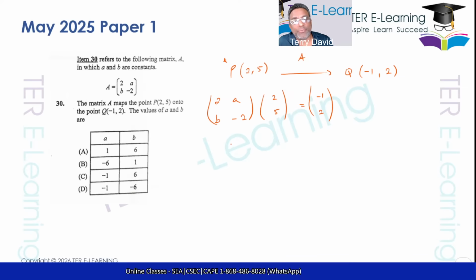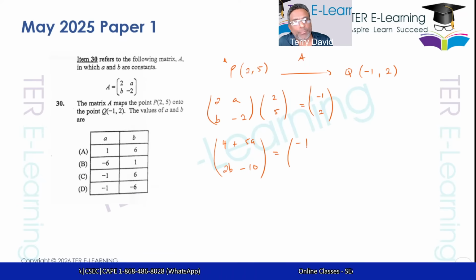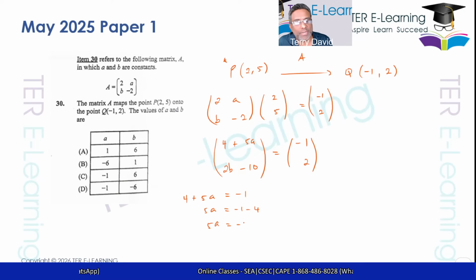Now on the left-hand side, if we do row by column, 2 by 2 is 4. So this is going to be 4 plus 5A on top. We do the next row by column. So 2 by B will give us 2B minus 10. So on the left-hand side, when you multiply that matrix, you'll end up with this. If you equate the elements, you're going to say that 4 plus 5A is equal to negative 1. So 5A is negative 1 minus 4. So 5A is equal to minus 5, and therefore A is minus 5 over 5. So A is minus 1, right?